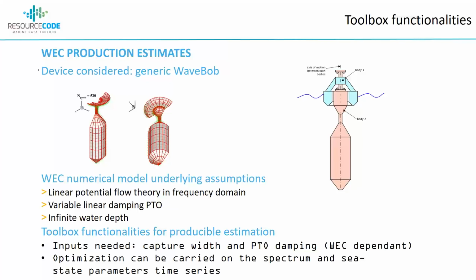Here, we also developed a methodology to estimate what could be produced by a wave energy converter. Included in the toolbox, we have a device, which is a generic wave buoy that has been modeled using some assumptions, for example, linear flow theory, linear damping, infinite water depths. We're able to compute what could be produced and how the power takeoff could be optimized on the time series of the hindcast database. So if you go to the next slide, Matt.